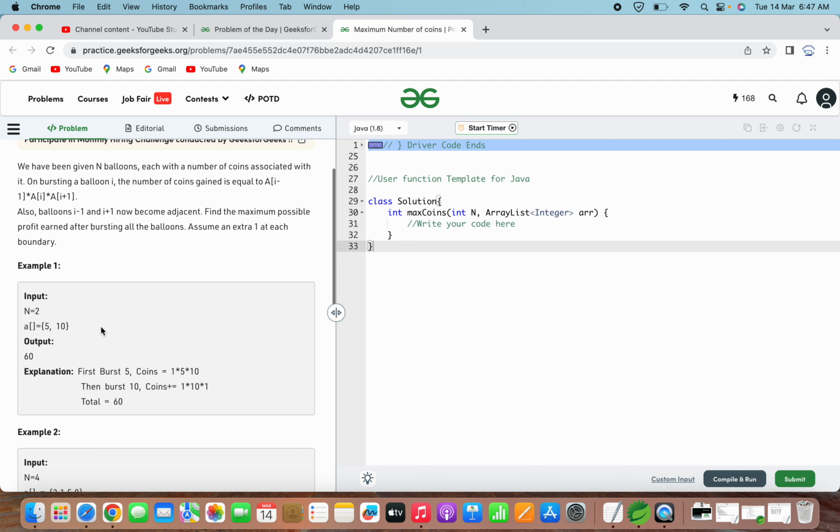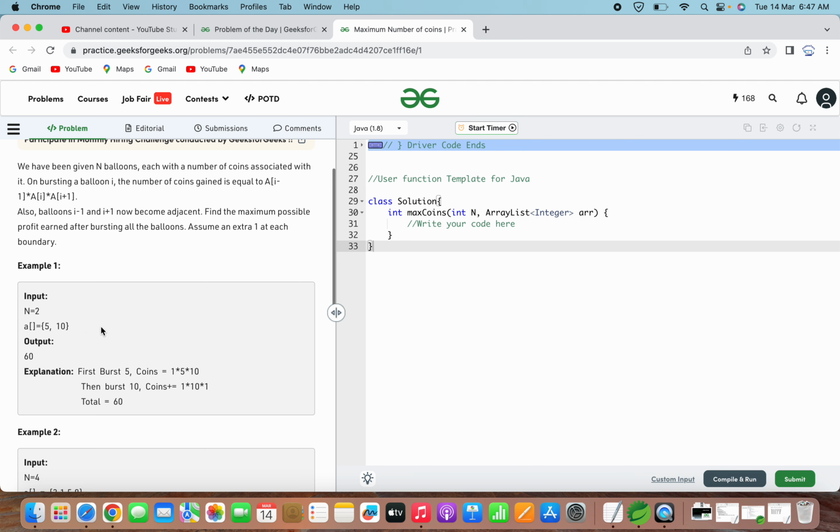Then for each subarray, iterate over index k from I plus 1 to j minus 1. So actually, if you look at this one, we are defining the boundary using I and j, and we are using another variable, that is k, for iterating from I to j. During those iterations, it will try to find all the possible combinations through which we can get the maximum profit. I hope this is clear.